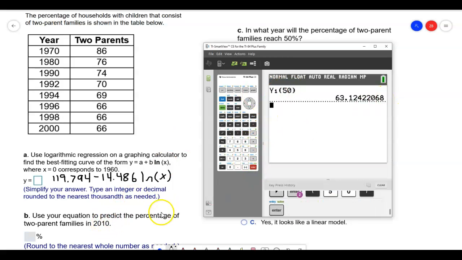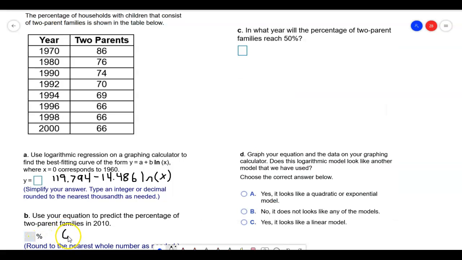Enter, and it says round to the nearest whole number is needed, so that's just going to be 63. So 63% will be my answer for that one. All right. Now the next one, it says in what year will the percentage of two-parent family reach 50%.